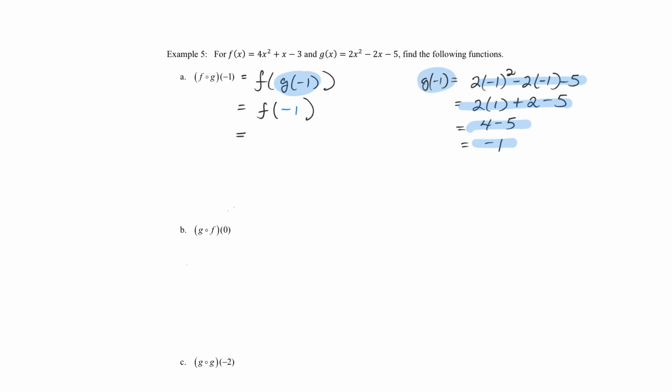And now I'm going to evaluate f of negative 1. Well, what does f say to do? Square the input plus the input minus 3. This time the input is negative 1. So 4 times negative 1 squared plus negative 1 minus 3. So negative 1 squared is 1. 4 times 1 minus 1 minus 3. 4 minus 1 minus 3 is 0. So f of g of negative 1 is equal to 0.